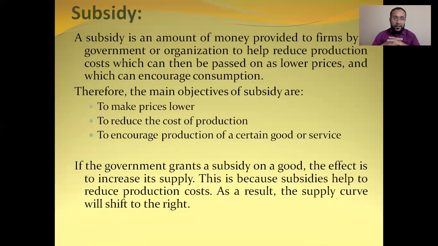All right. If the government grants a subsidy on a good, the effect is to increase its supply. This is because subsidies help to reduce production cost. As a result, the supply curve will shift to the right. So finally, we can say that if subsidy is issued or given to firms, then supply will increase, supply curve will shift to the right. And if subsidy is removed or reduced, then production will fall, supply curve will shift to the left.